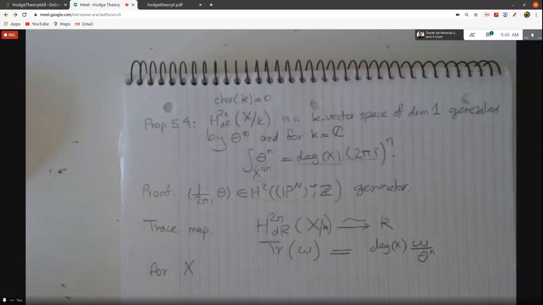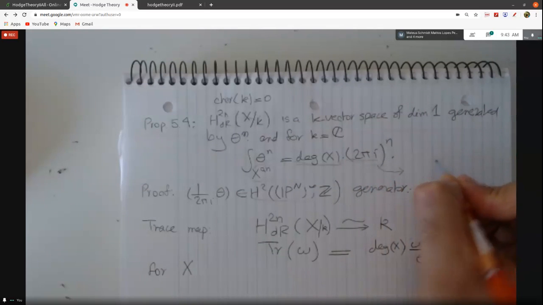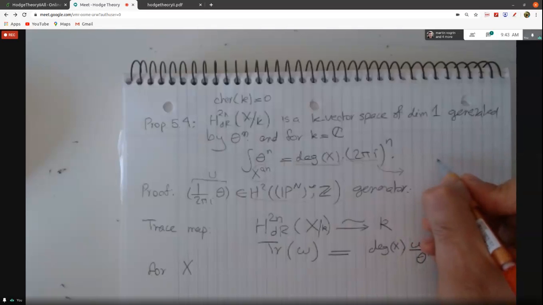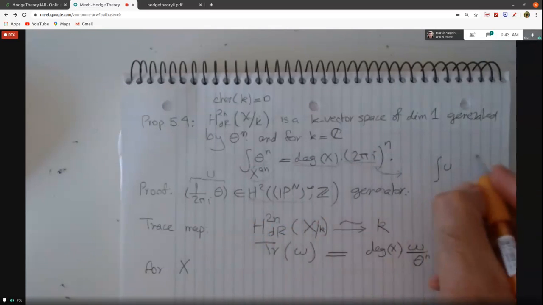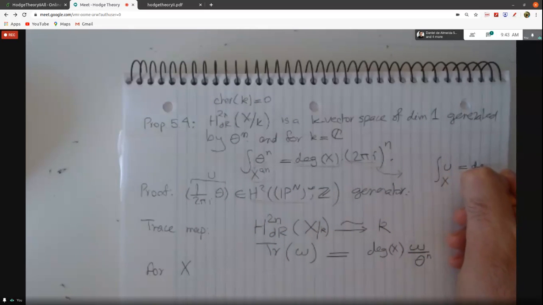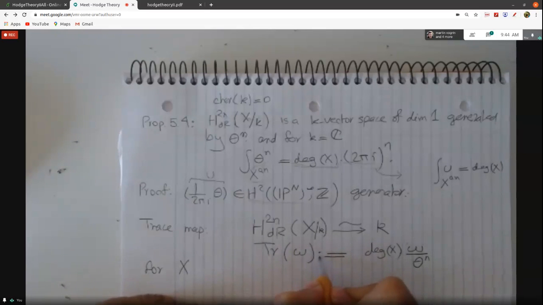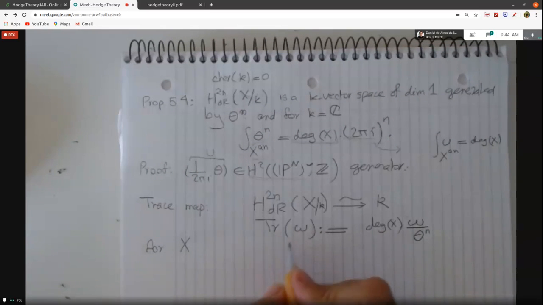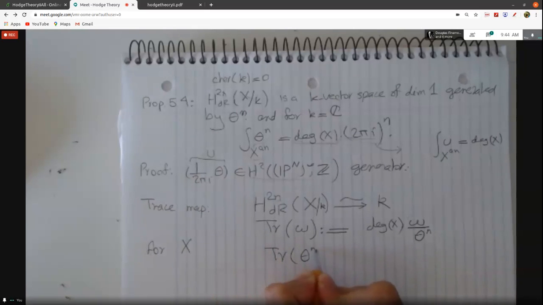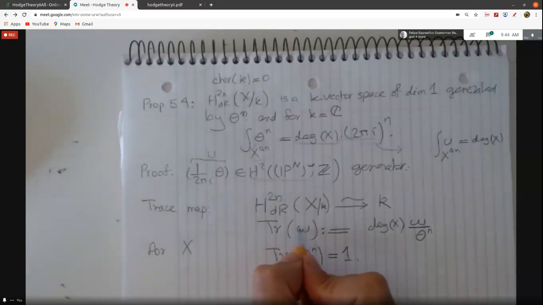Why do you use this factor, degree? Okay, first of all, if I call this one u, this is a classical fact that u, which is the generator of this group, integrated over a projective variety, is the degree of X. So the degree of X pops up here. In any case, we have a freedom; let me remember why I inserted degree X here. The main reason is that I want the trace of theta n to be 1, because if I put omega equal to theta n, divided by theta n is 1.